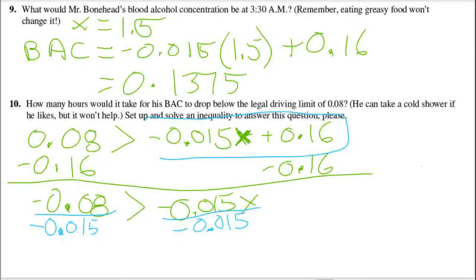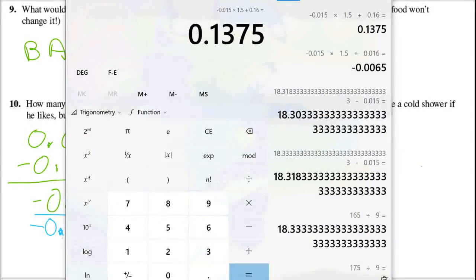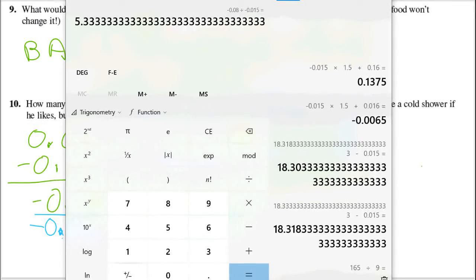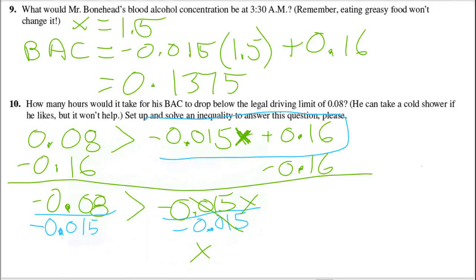So that cancels out over here. These cancel out. I'm just left with x. And negative divided by a negative is a positive. But if you want to do that on the calculator, 0.08, and I'll push the negative button to make it negative, divided by 0.015. Again, I push the negative button to make it negative, and I get a positive 5.33.